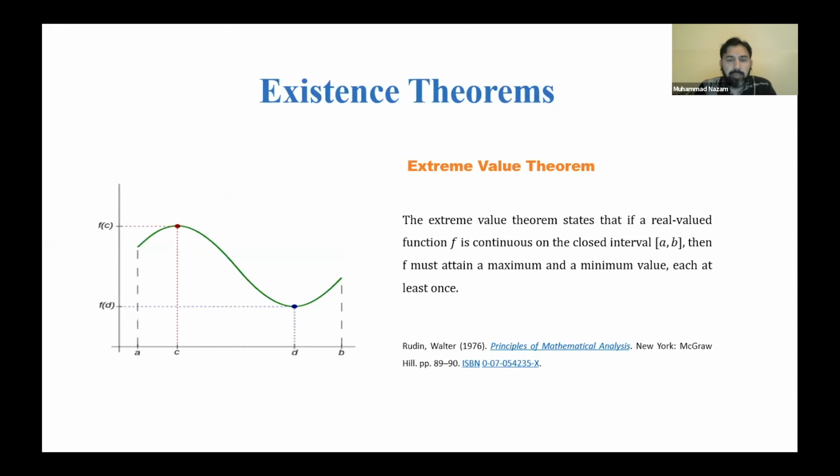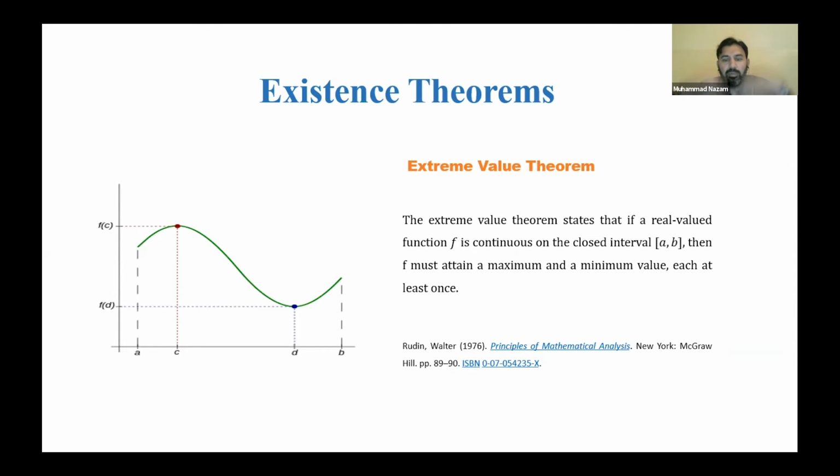The next is a very important theorem. This is also an existence theorem. All these fall in type 2. The extreme value theorem. The extreme value theorem states that if a real valued function f is continuous on the closed interval, then f must attain a maximum and a minimum value each at least once.